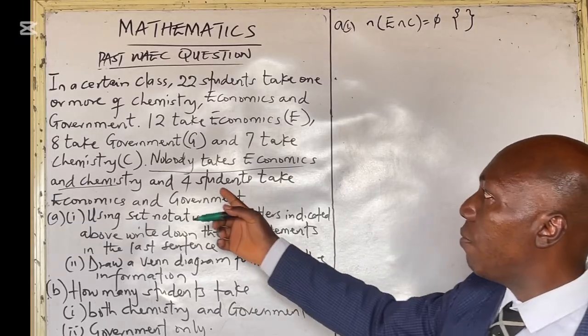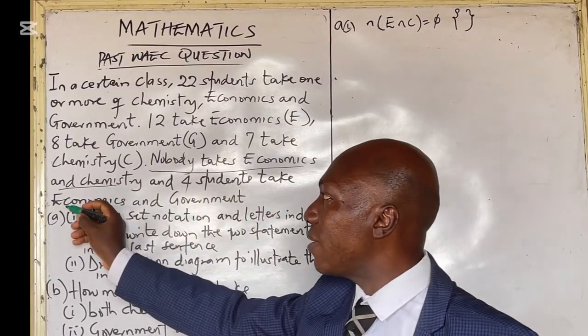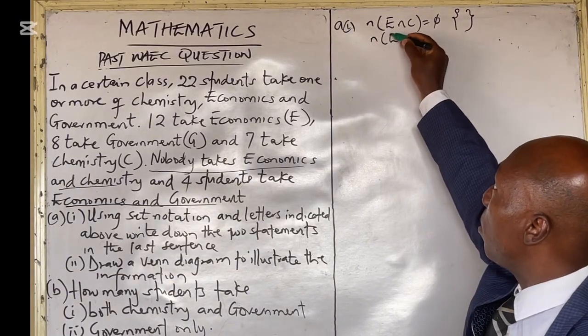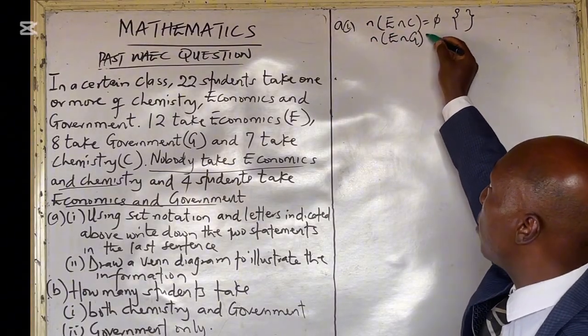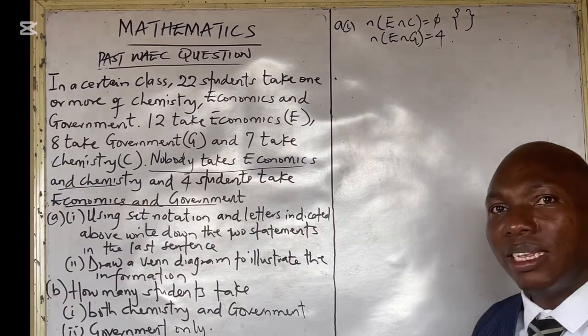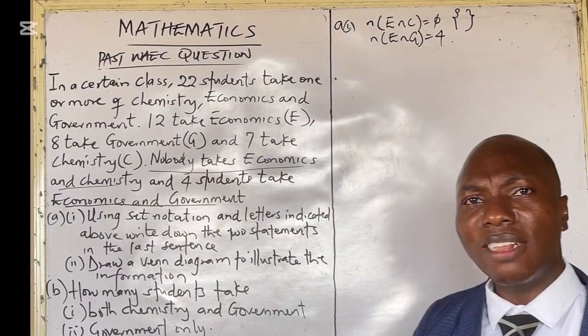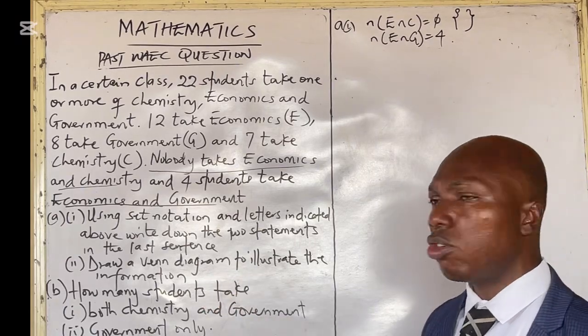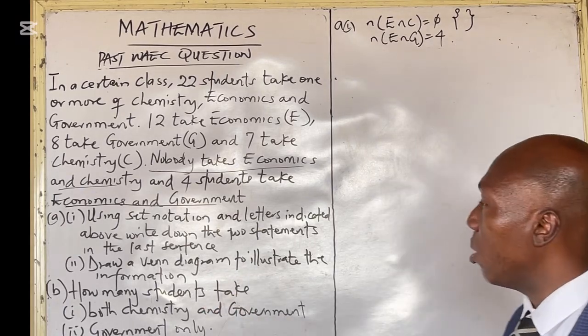What about 4 students take economics and government? The number of economics and government equals 4. So that's the solution for the last two sentences in the question. We are told to draw a Venn diagram to illustrate the information. Let's draw a Venn diagram.